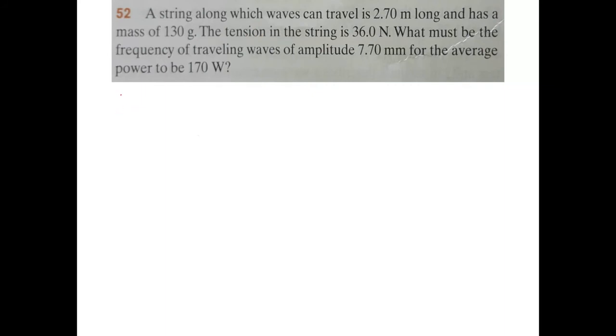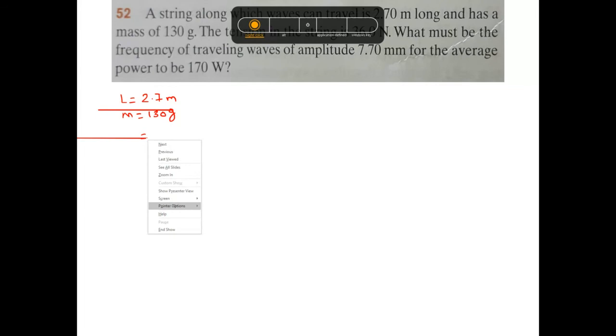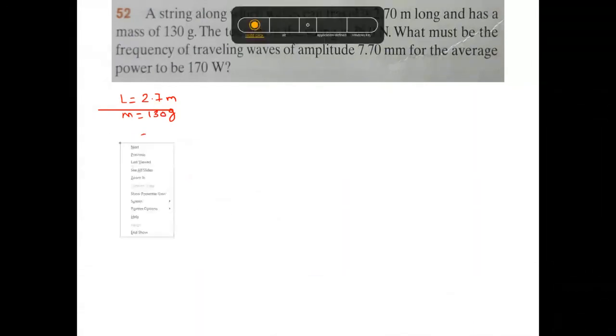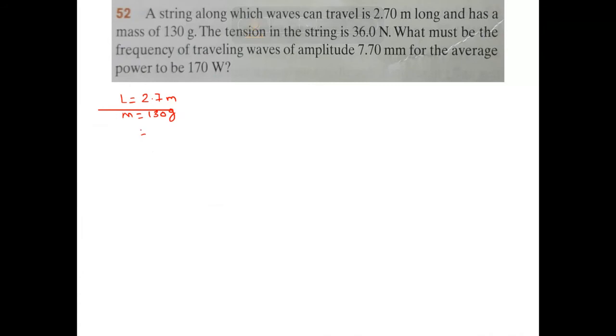Okay. So the length of the wire is given as 2.7 meter, and the mass of the string is also given, M, which is equal to 130 gram. If you convert it to kilogram, it becomes 130 multiplied by 10 to the power of -3 kilogram. Clear? And then the tension produced in the string is given, T, which is equal to 36 Newton.